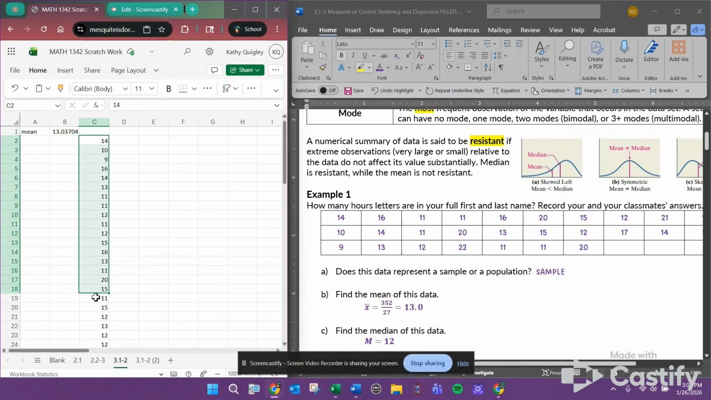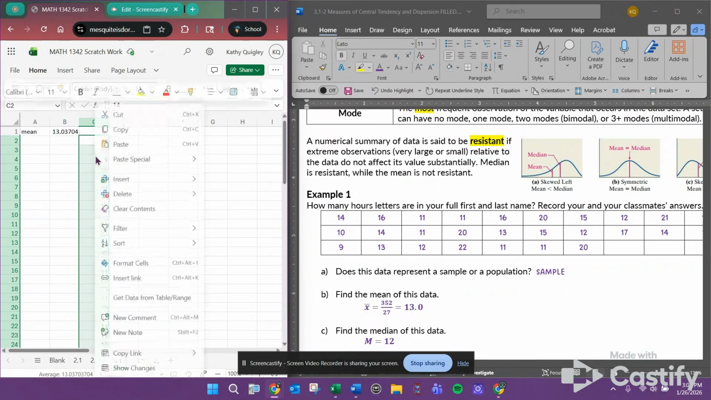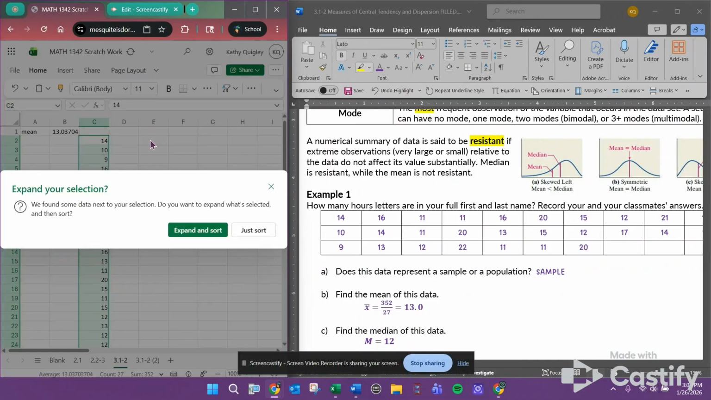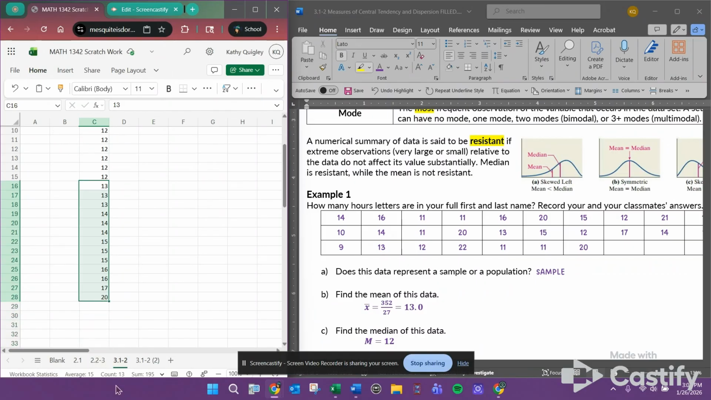We find the median. Median is best done if we have data sorted. So we're going to take our data, right click, and sort from smallest to largest. I'm just going to sort that one column. And I can see that out of my 27 things listed, I'm really looking for the 14th item, so that there are 13 things above it and 13 things below it, which means that my median is 12. That was the middle number of my data.